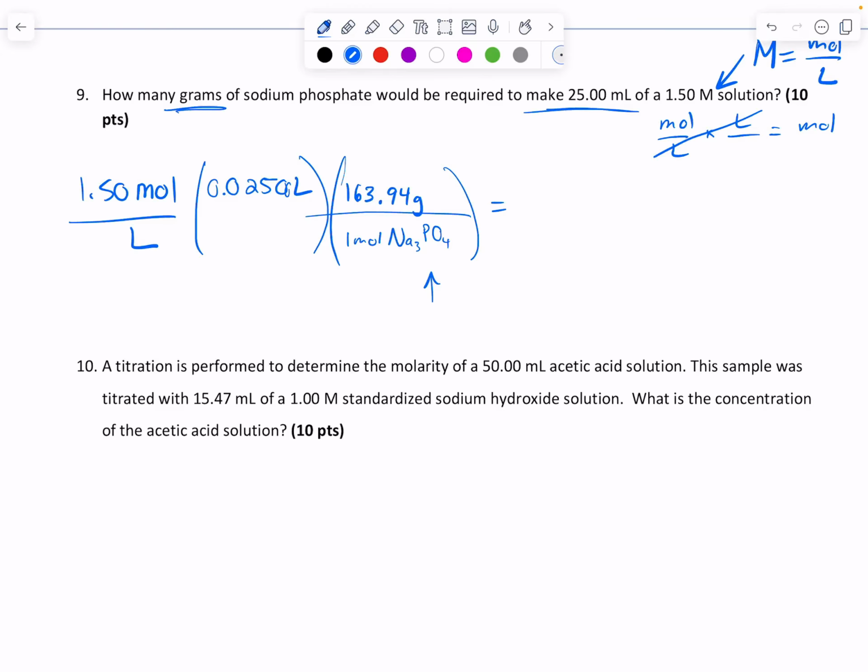Know them. Okay, so plug all that into your calculator and you get 6.15 grams of sodium phosphate. And we are done. So this is an example of a molarity problem, molarity times volume, asking how much you would need. These are very realistic; this happens to me all the time when I go into the lab.